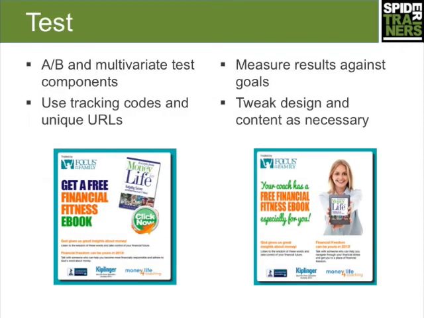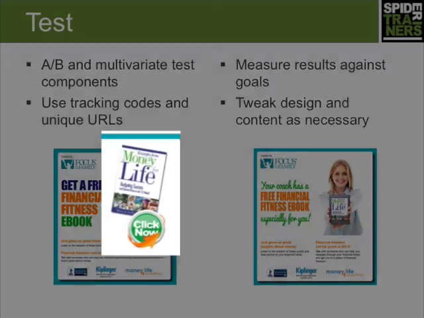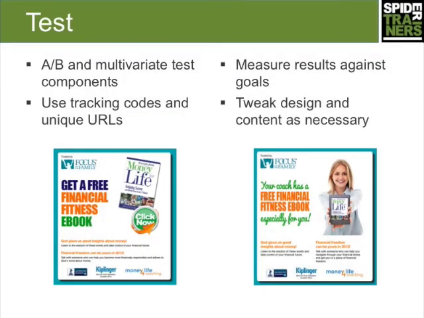As you develop your campaign components, you'll want to be sure to set up testing points as well. You might start with testing your subject line or testing personalization. In this example, we're testing the headline and the imagery. But you can use A/B and multivariate testing within your drip campaign. The tracking codes and unique URLs will help you to understand which of your events was more successful in driving that interaction. You'll also be able to measure your results against your quantifiable goal. Be sure to set it up so that you can tweak your design and content as it's needed.